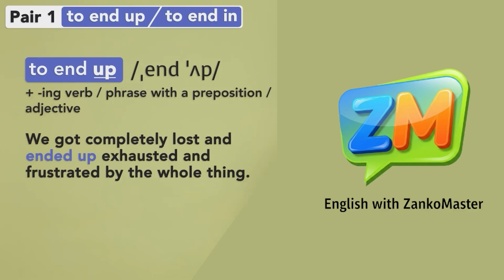End up tends to be followed by an ing verb, like walking, a phrase with a preposition, like in a completely different industry, or an adjective. Let's see an example with an adjective now. We got completely lost and ended up exhausted and frustrated by the whole thing.